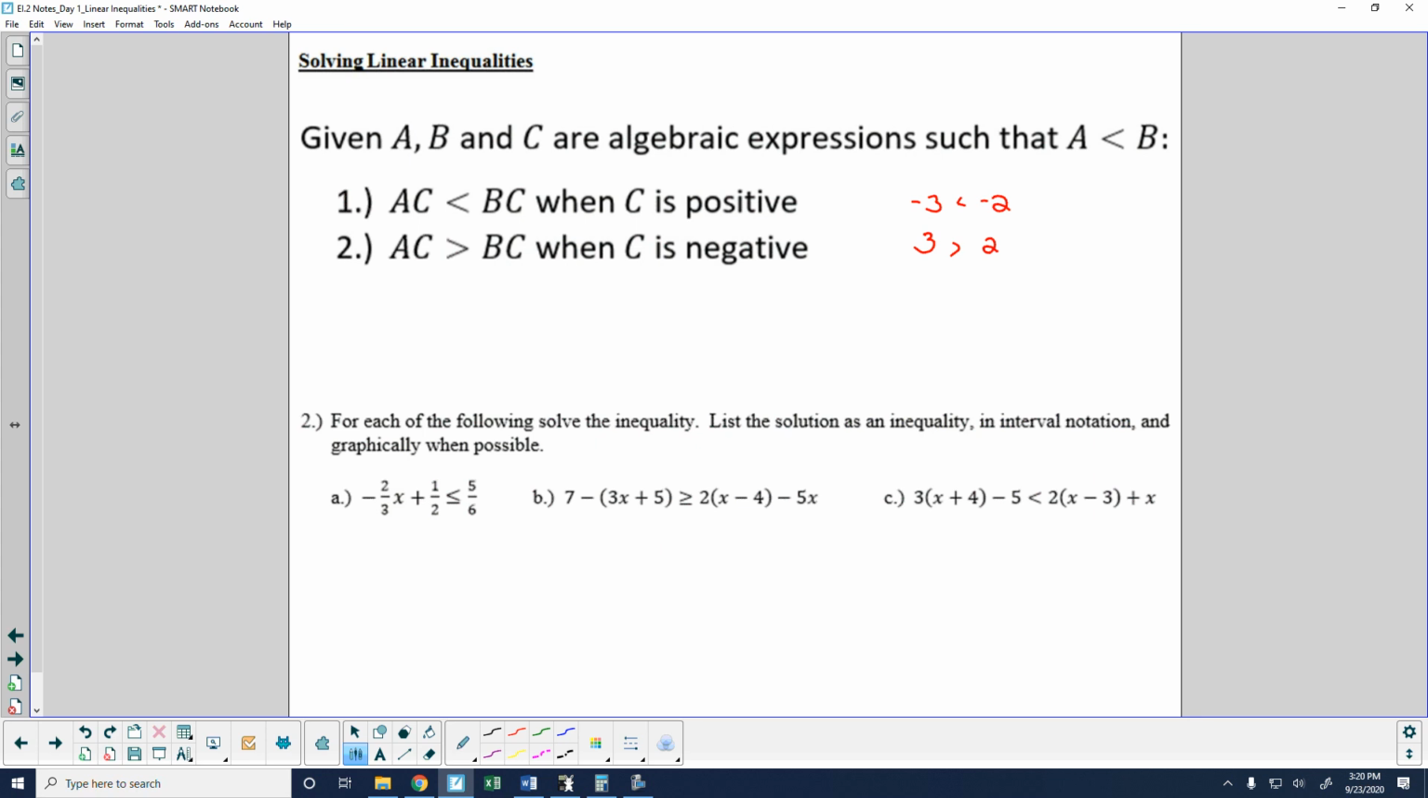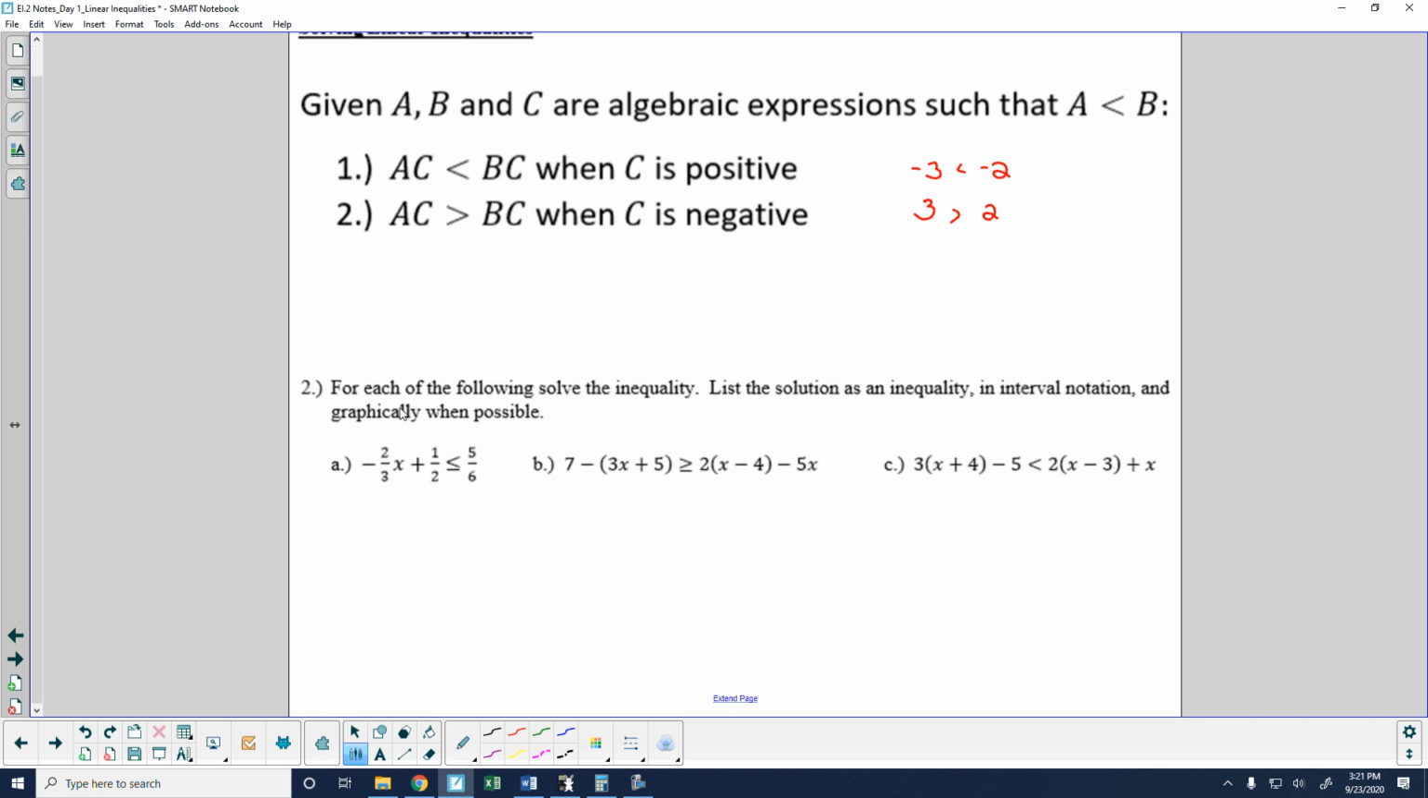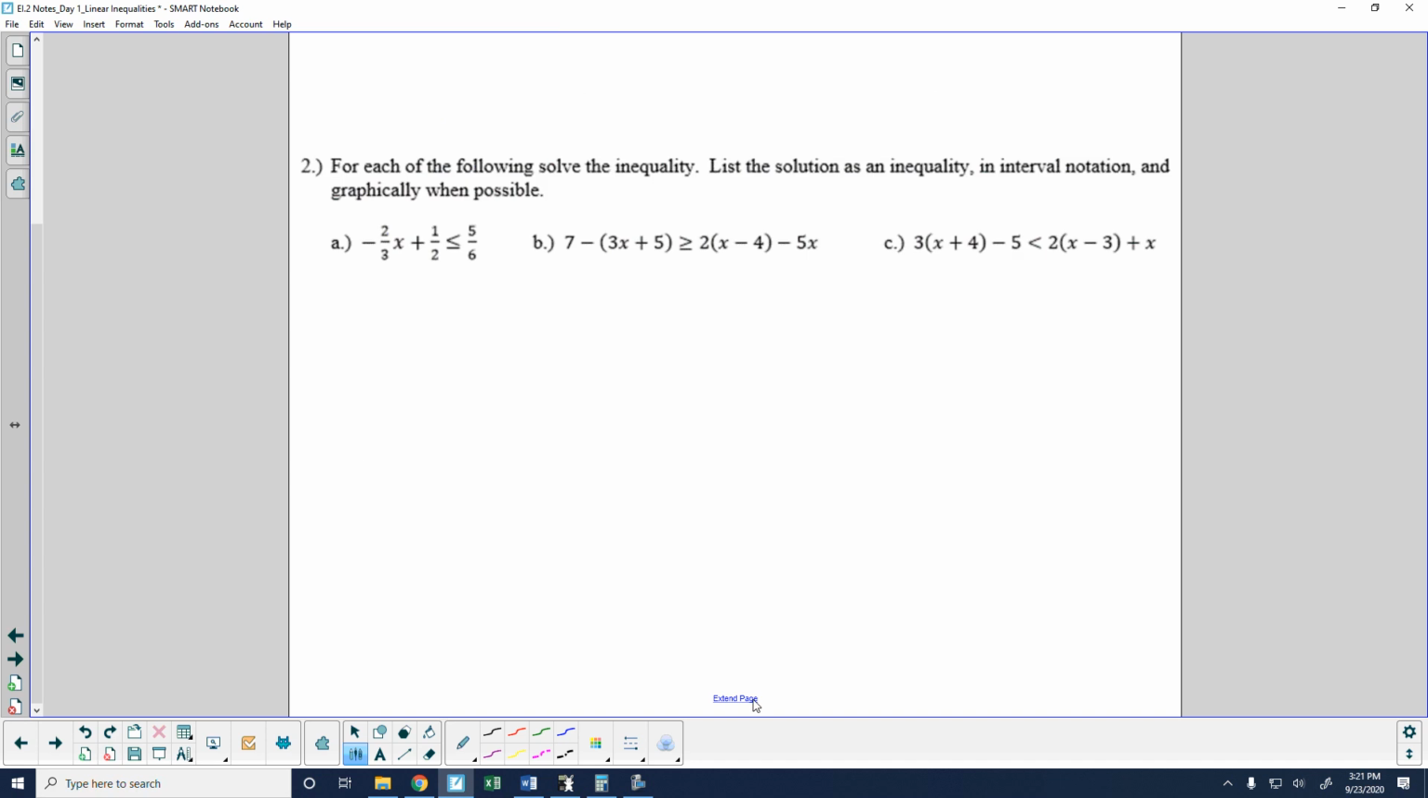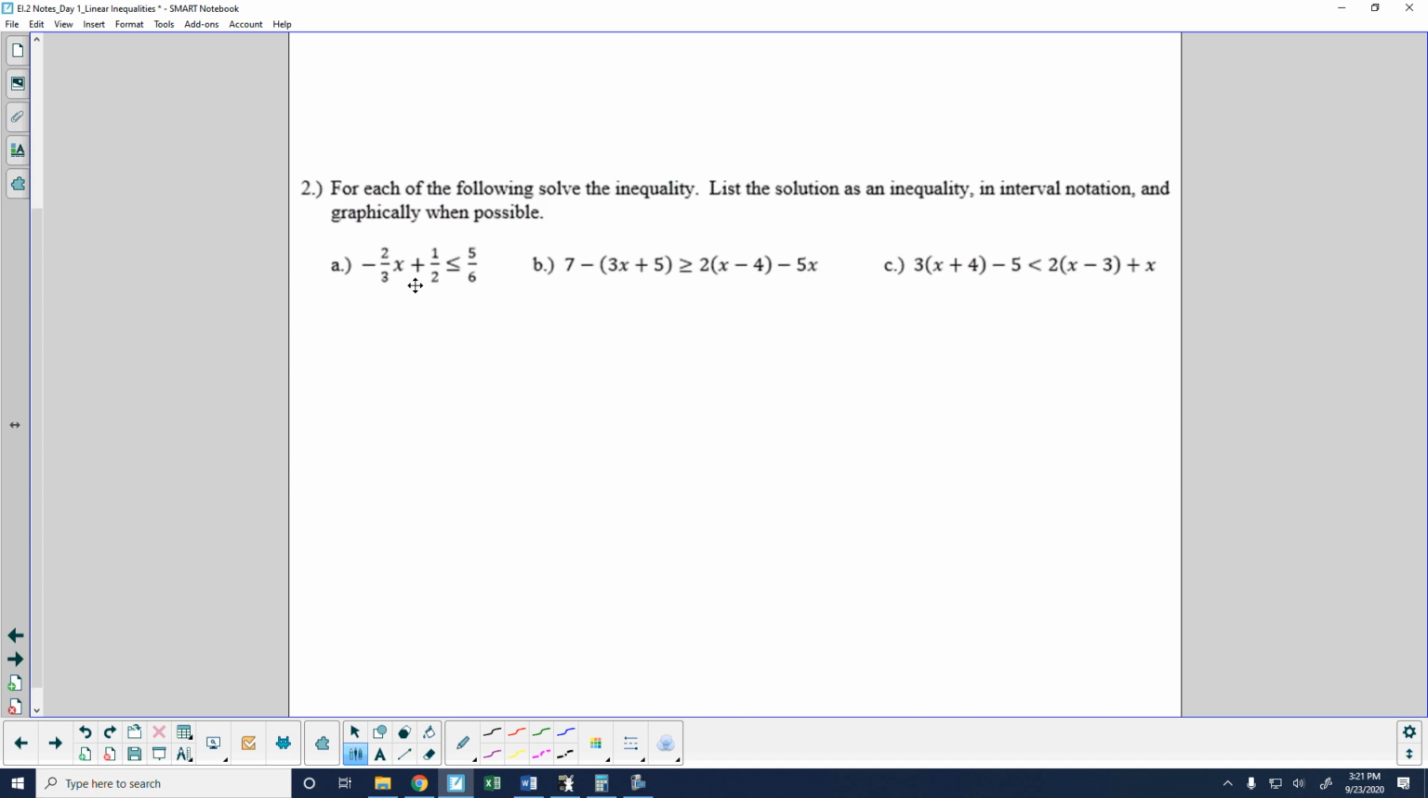Let's look at problem number 2. It says to solve the inequality and list the solution as an inequality, in interval notation, and graphically when possible. So we're going to list our answers the same way we did on the last page. Now, solving this is going to be the same as solving a linear equation with one difference. We have to make sure we take care of that inequality in the process.